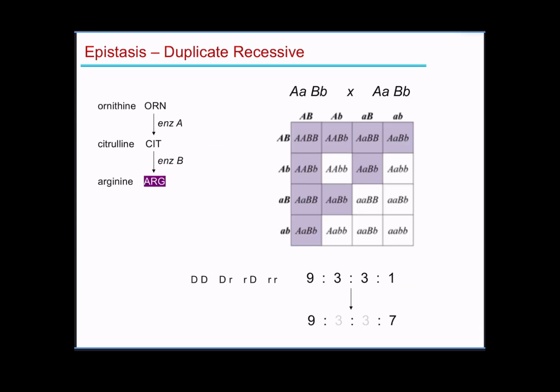The next one that we'll discuss is duplicate recessive epistasis. So the thinking here now is either one as a recessive will mask the other. Now there is no one epistatic locus. Both are epistatic to each other. The example that we'll discuss, we have seen before in a slightly different context.